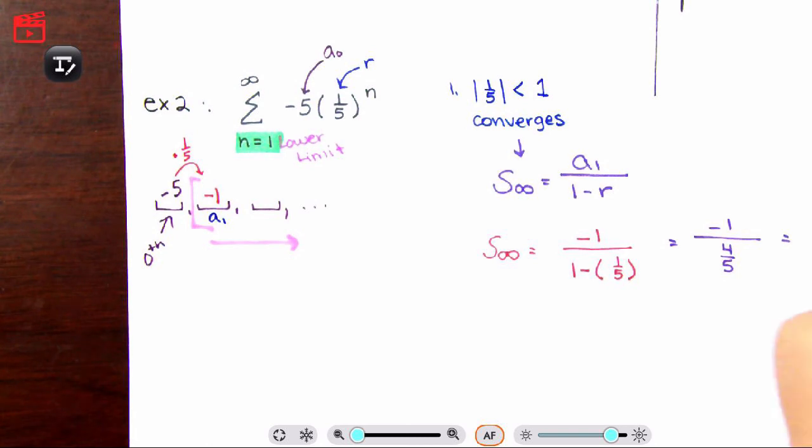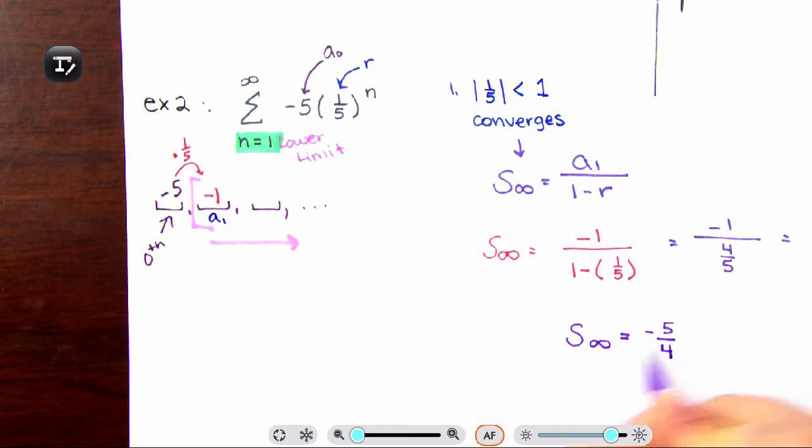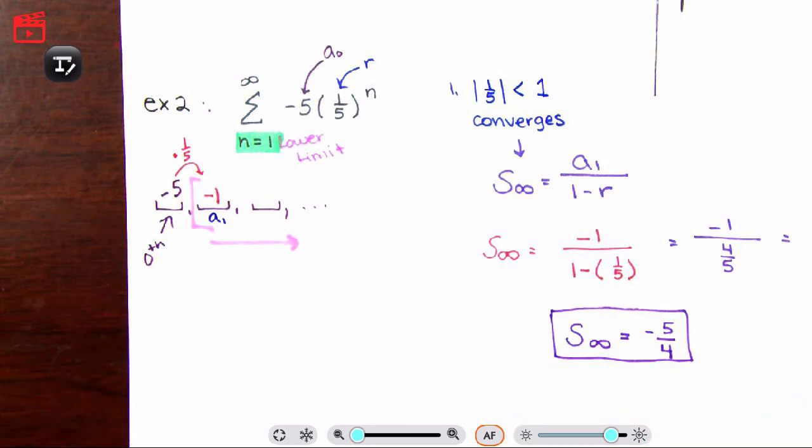And that is -5/4. So this series gets exponentially close to negative 5/4. It gets super duper duper close to negative 5/4. The larger my position numbers are, the more numbers I have, the closer I get to negative 5/4.